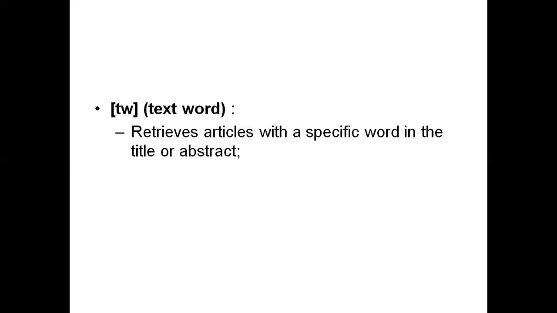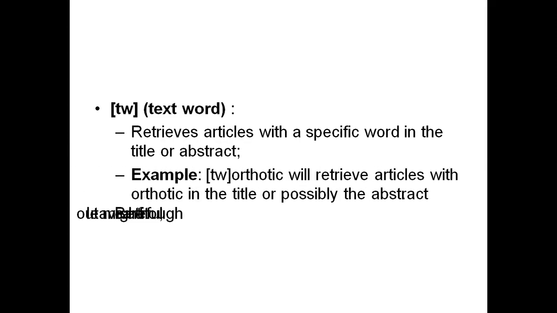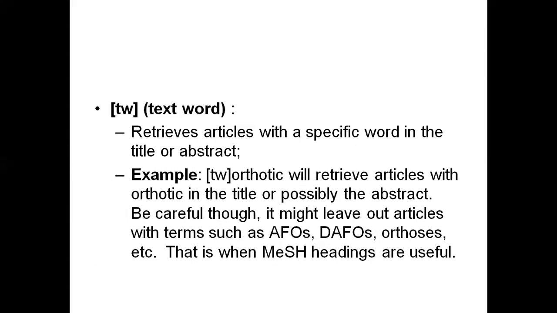We can also use the text word tag to retrieve articles with a specific word in the title or abstract. For example, if we write the text word orthotic, it will retrieve articles with orthotic in the title or possibly the abstract. Be careful, as it might leave out articles with terms such as FOs, AFOs, orthoses, etc. That is when MeSH headings are useful. One of the benefits is that MeSH can help compensate for all these missing terms in this situation.